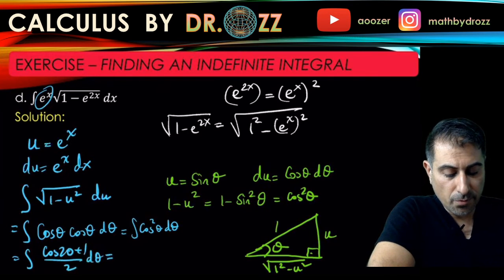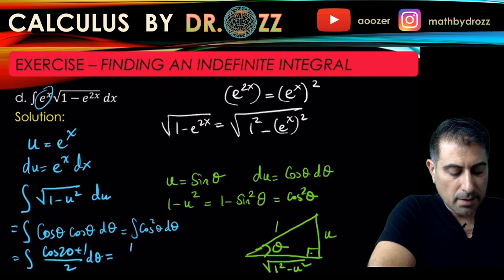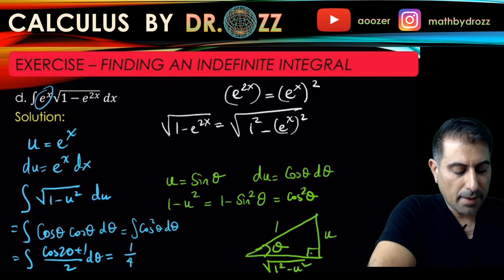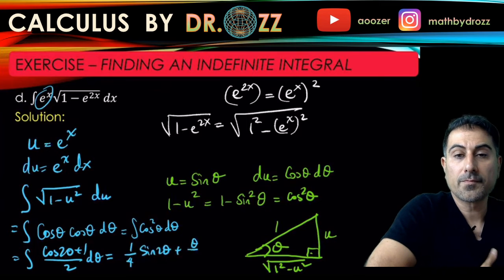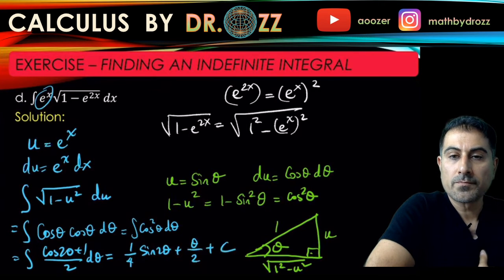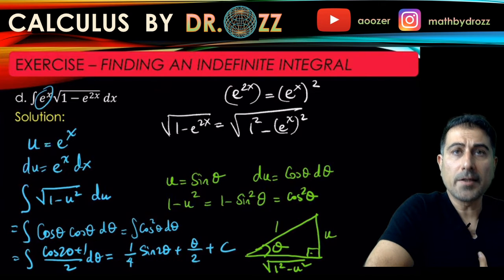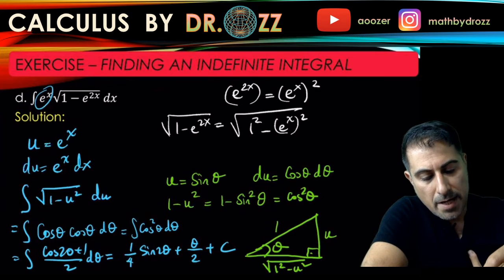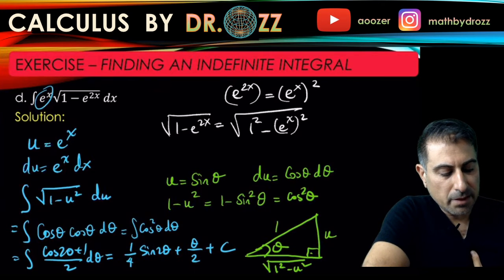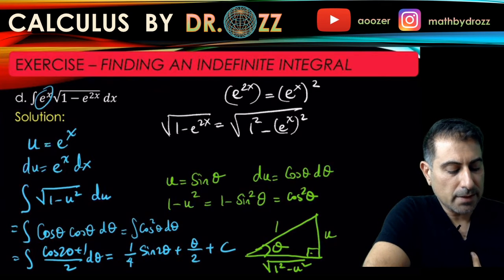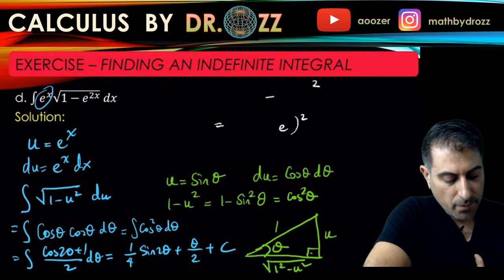So it's 1/4 sine 2 theta plus theta over 2 plus c. I think we're all done with the integration. Let me just double check everything. Yes. So now I'm going to back substitute. I'm going to clean this part. We don't need that anymore. I'll continue with blue.